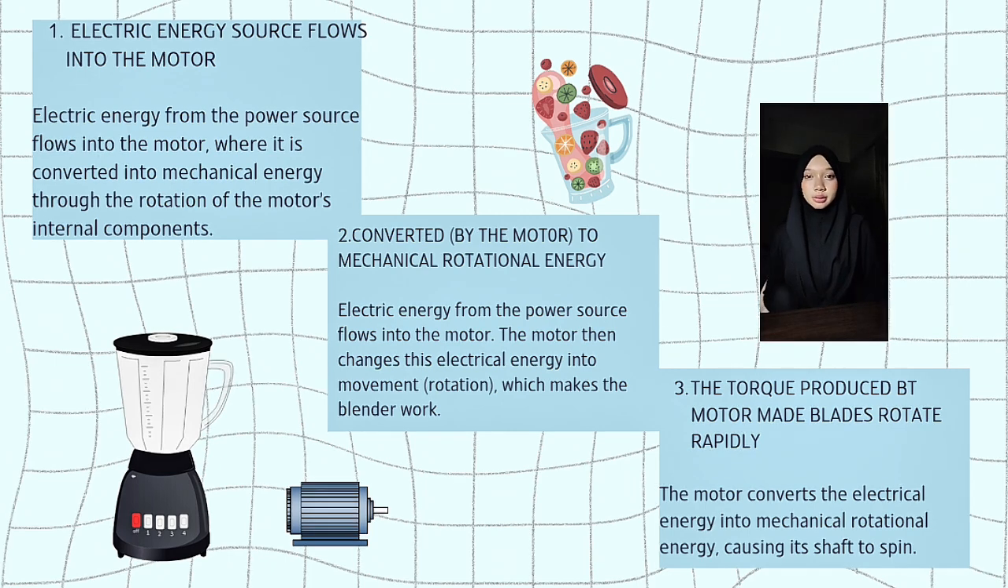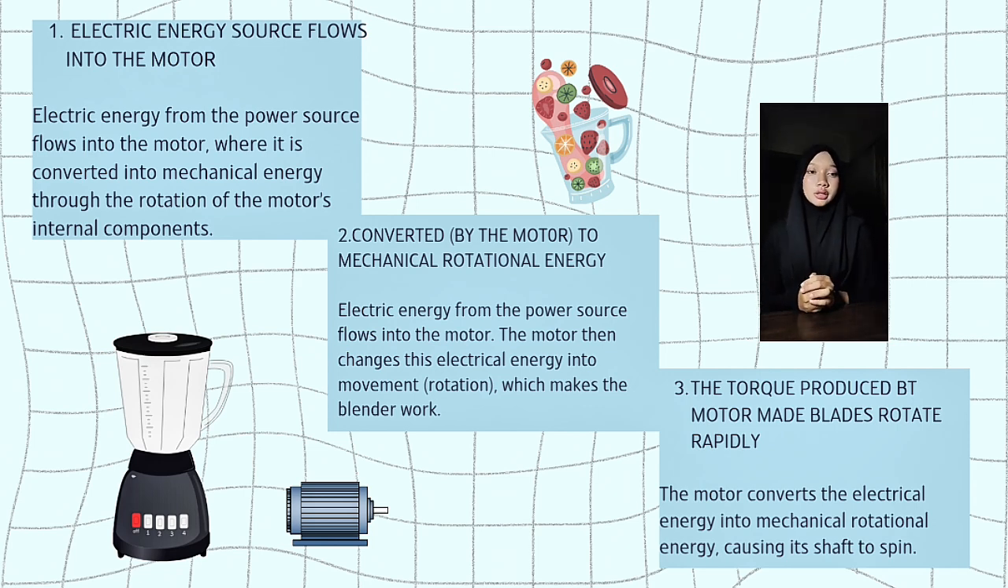So next, I will explain more about the physical process of the blender. So this is the physical process involved in the operation of a blender, showing how energy is converted and how the rotating blades blend the ingredients. So I will explain for you step by step.